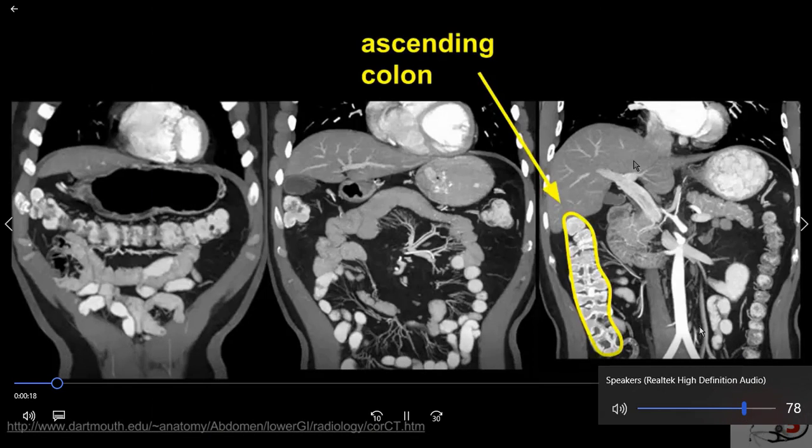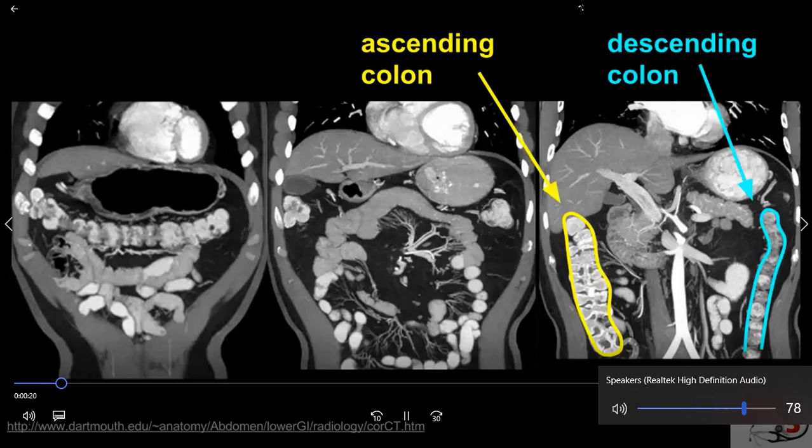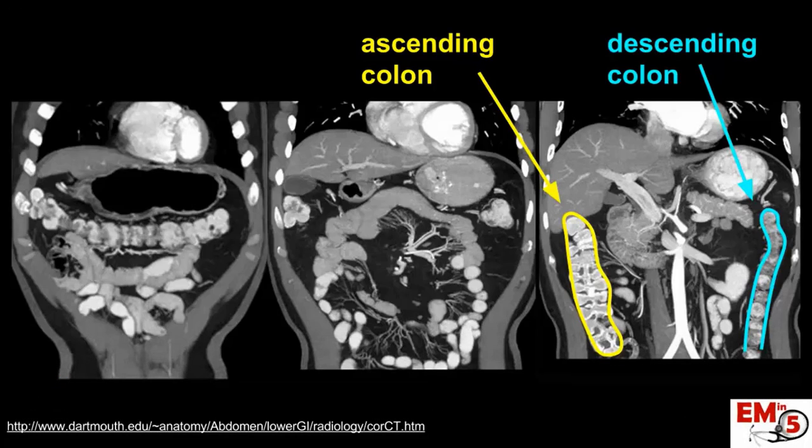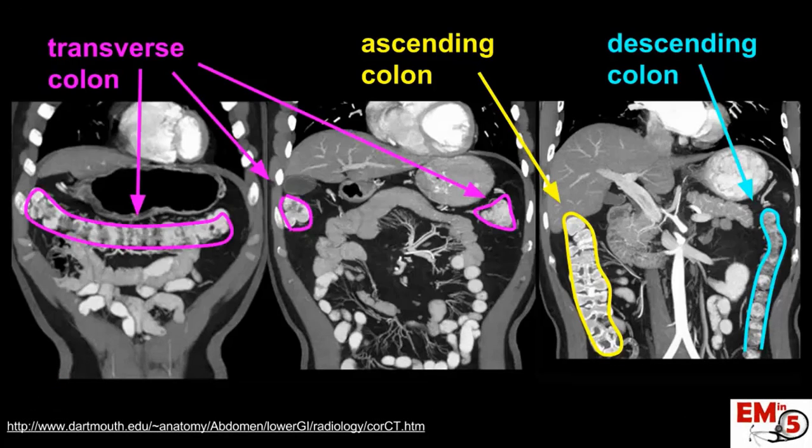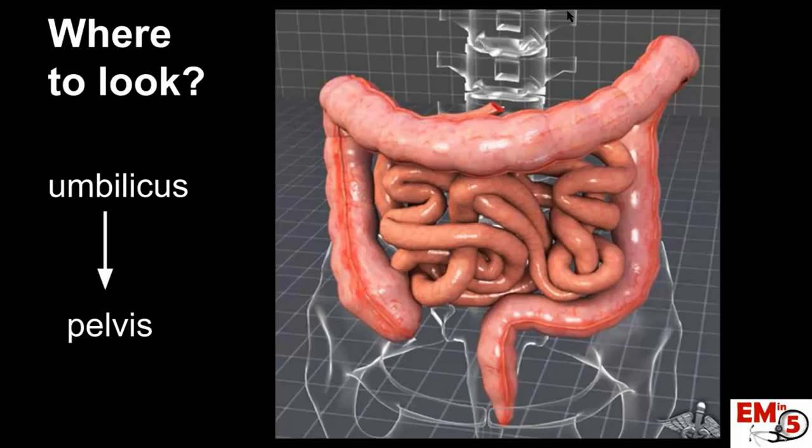Here we have the ascending colon. Let's identify the descending colon over here on the left. And then we have the transverse colon. So now we've found the colon, and specifically we found the ascending colon and the cecum here, and we're going to basically be looking somewhere between the umbilicus and the pelvis, or the cecum. We should find the appendix. So that's where you're going to be scrolling through to try to find it.